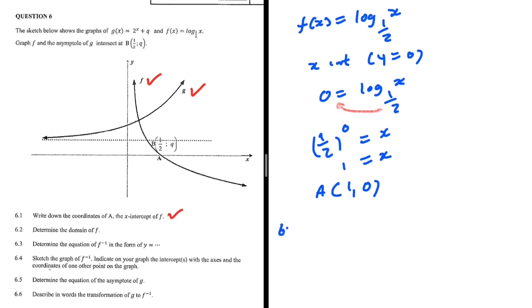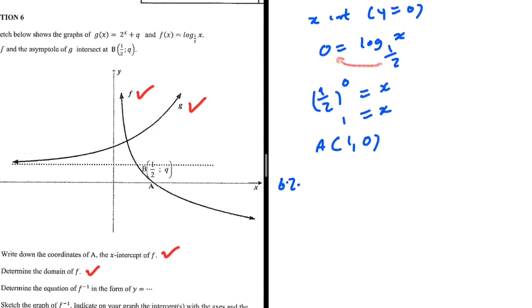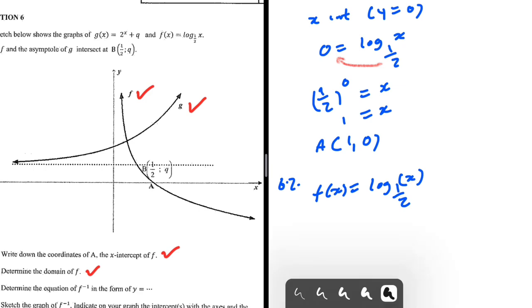Let's take a look at 6.2. Determine the domain of f. Well, we still have f of x being equal to log of x and then the base is half. The base doesn't really affect us that much. It's this x that we need to pay attention to. For the function f, the domain x is greater than 0.